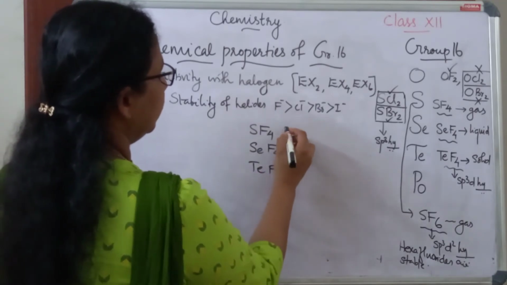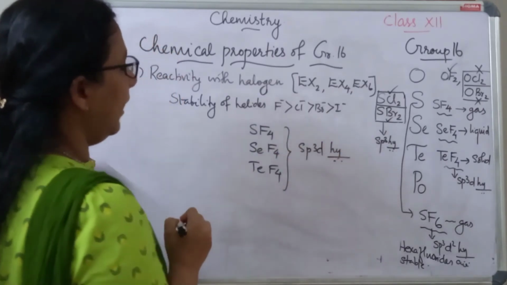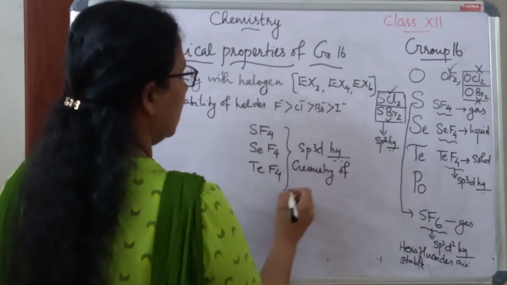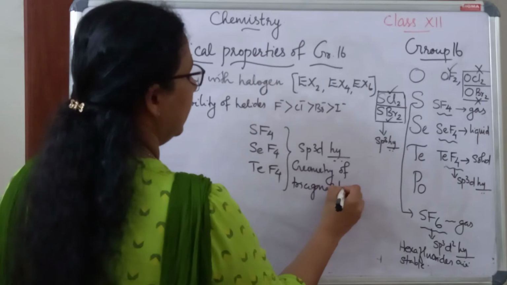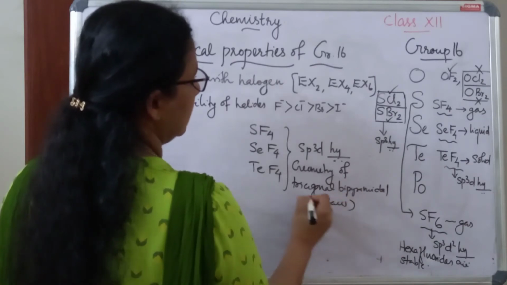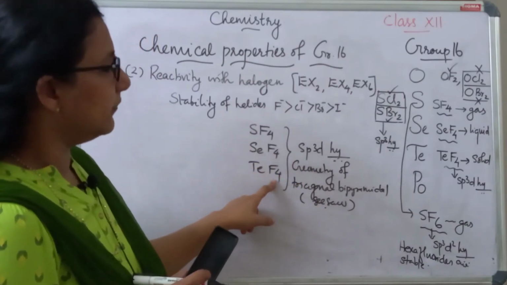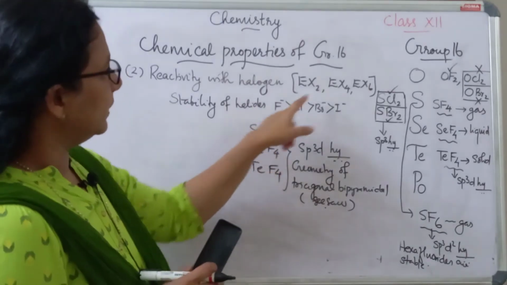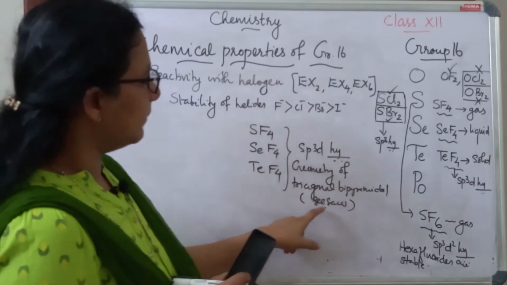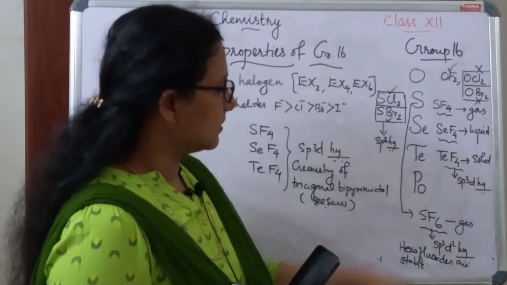In this case, they are having sp3d hybridization, and this is having a geometry of trigonal bipyramidal, or we can say it's a seesaw structure. So sp3d hybridization is there in SF4, SeF4, TeF4, etc. That means tetrafluorides of the type EX4. So in this case, it is having sp3d hybridization and the geometry will be seesaw shaped or trigonal bipyramidal. And SF4 is gas, SeF4 is liquid and TeF4 is solid.